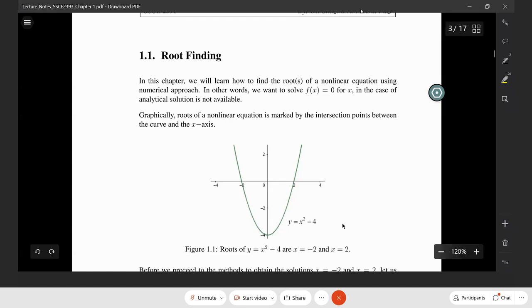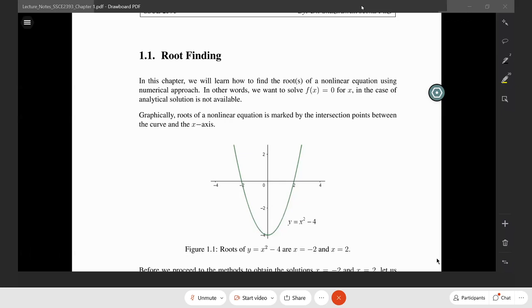Anyone? Anyone respond? How do you explain, let's say, to your Form 3 sister or brother? How do you explain by looking at the graph? The roots of that equation are actually -2 and 2. Then your sister or your brother will ask, how do you know? How do you know? By looking at the graph. Macam mana nak beritahu?